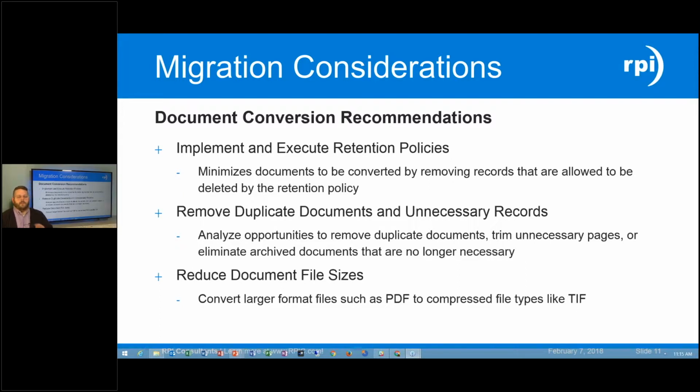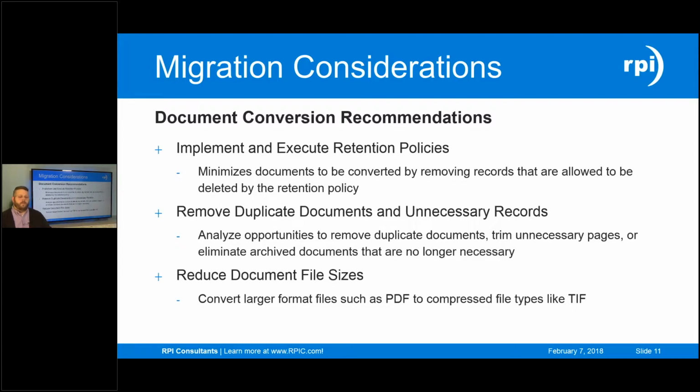The second item, remove duplicate documents or unnecessary records. As part of various business processes, we may have decided to store duplicates purposely. We may be storing them accidentally. We may have extra pages appended to documents, such as barcode separator sheets, or something that we had decided to keep at one point, but we really don't need as part of that document. Trimming any of that out, anything that we can identify to narrow down the scope of our document conversion, will help.